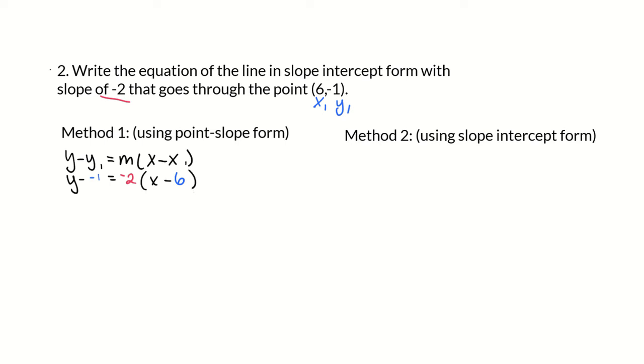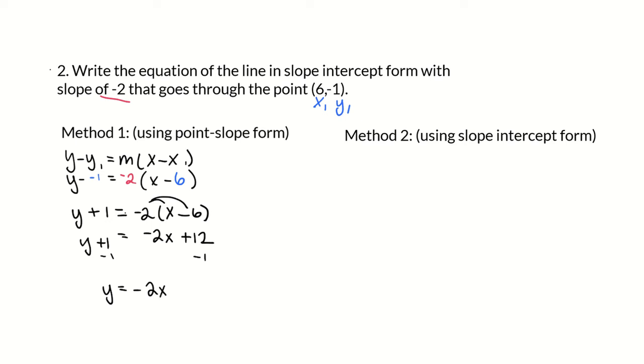And then we simplify that equation. Y minus -1 is y plus 1 equals -2 times x minus 6. Then we distribute the -2 to get -2x plus 12. And then we solve for y by subtracting 1 from both sides to get y equals -2x plus 11. Now this is in slope-intercept form, which is the form we're looking for.